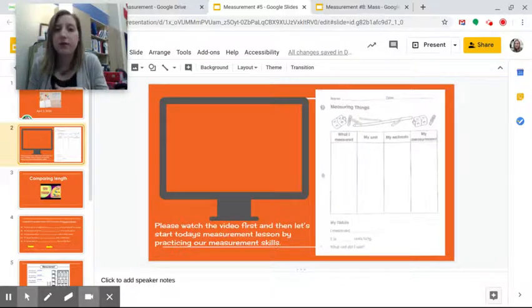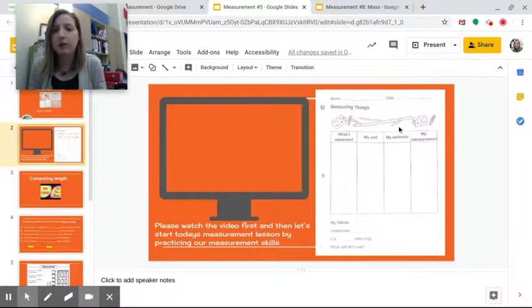So what we're going to do first is you can see here that you have something that says measuring things. These are in your workbook in your red duotangs. This is something you can do around your house. It says what I measured. So there's an item in your house. My units, that could be like a paper clip, a spoon. You can also use something like a straw or toothpicks. Anything can be your unit of measurement for that.